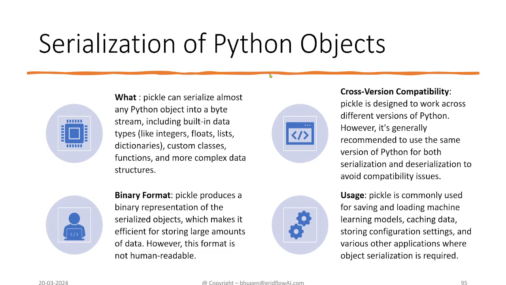What is the meaning of serialization? You can serialize any Python object, for example a dictionary, integer variables, sets and lists, custom classes or functions, and save them. Cross-version compatibility is there, but it's good practice to use consistent versions of the library. Binary format is the output of serialization, and the usage is typically for machine learning models.